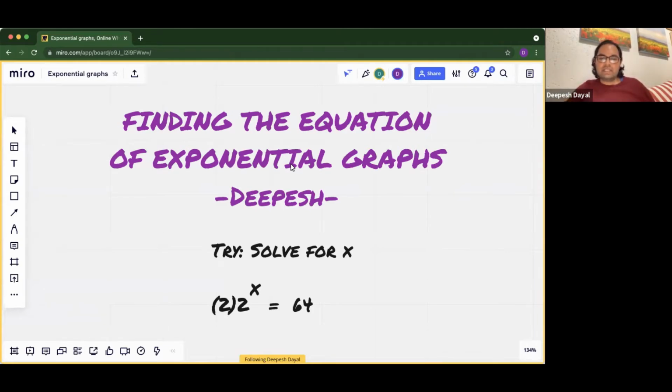So today the session is on finding the equation of exponential graphs. If you can kindly try out the question on the screen, which is solving for x, that would be great. And we can then get some practice with what we're going to be trying today. So if we can try and solve for x, that would be great.